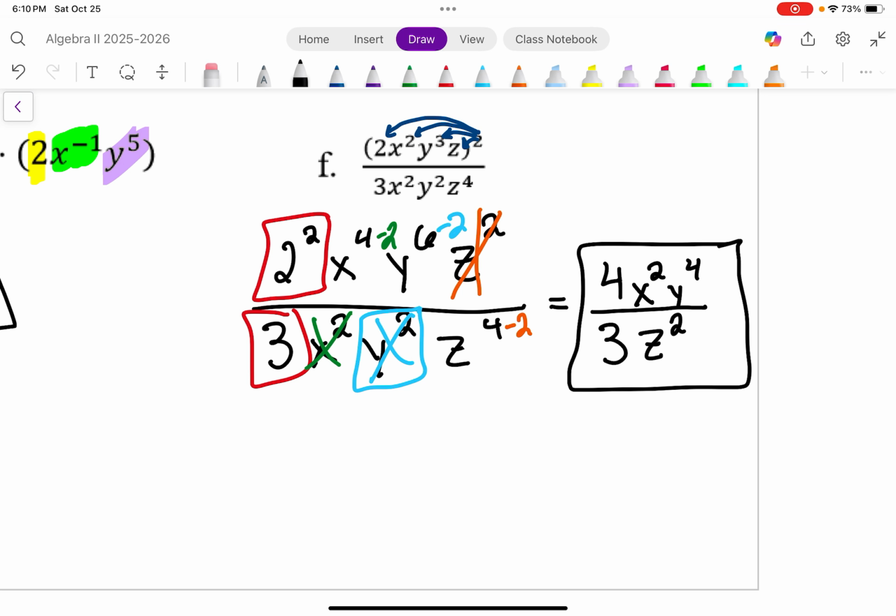Now we are done simplifying because 4 and 3, those are completely simplified. There are no negative exponents, and there are no variables that are the same in the top and the bottom. So that means it is completely simplified.